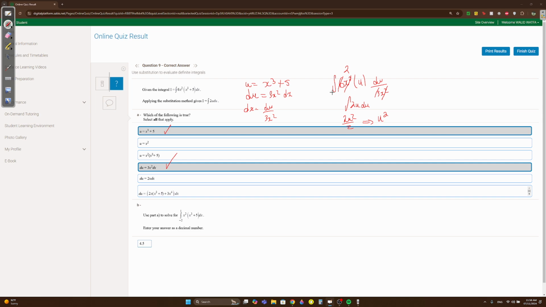What do we say u is? u is x cubed plus 5. So we're going to get x cubed plus 5 squared. That's the integral. Okay. They want us to solve.